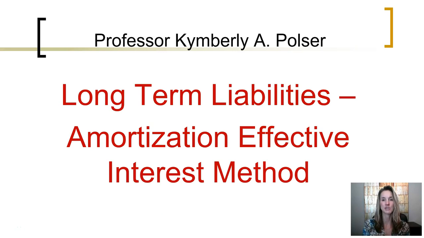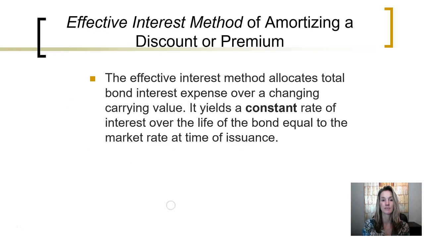This segment introduces the effective interest method of amortizing a discount or premium. The effective interest method is a different way of amortizing a discount or premium other than the straight line method. It allocates total bond interest expense over a changing carrying value. It ends up yielding a constant rate of interest over the life of the bond that is equal to the market rate at the time of issuance.